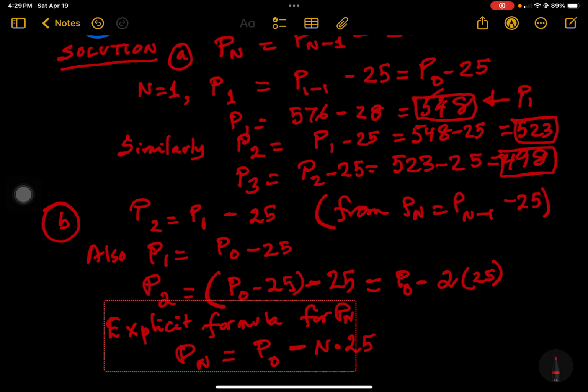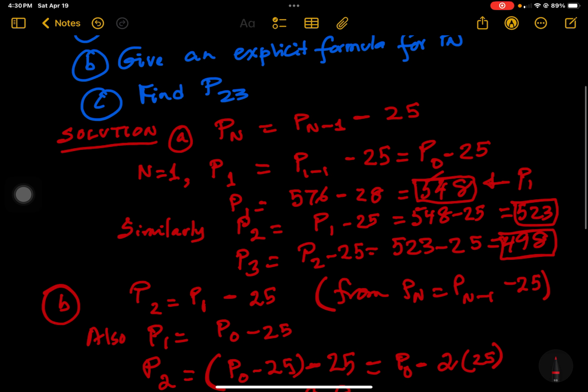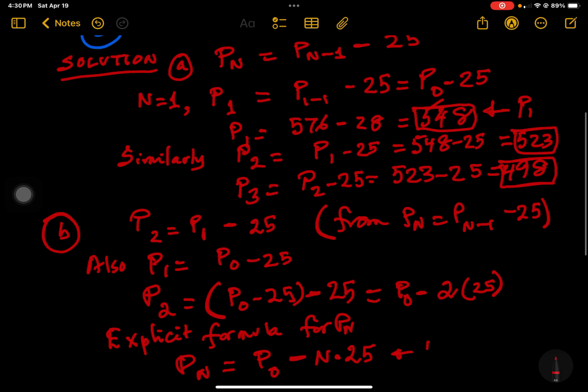That's your explicit formula, where I have linked up Pn, the population in the nth year, with the initial population P0 and the change from it by n. N is the number of years times 25. This is your part B, which is an explicit formula. It's not recursive because Pn is not depending on Pn minus 1. It only depends on the initial population and the number of years.